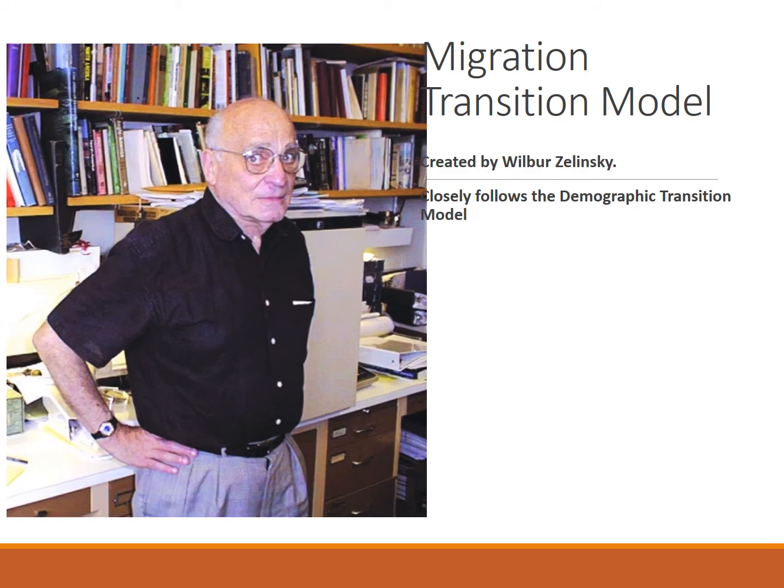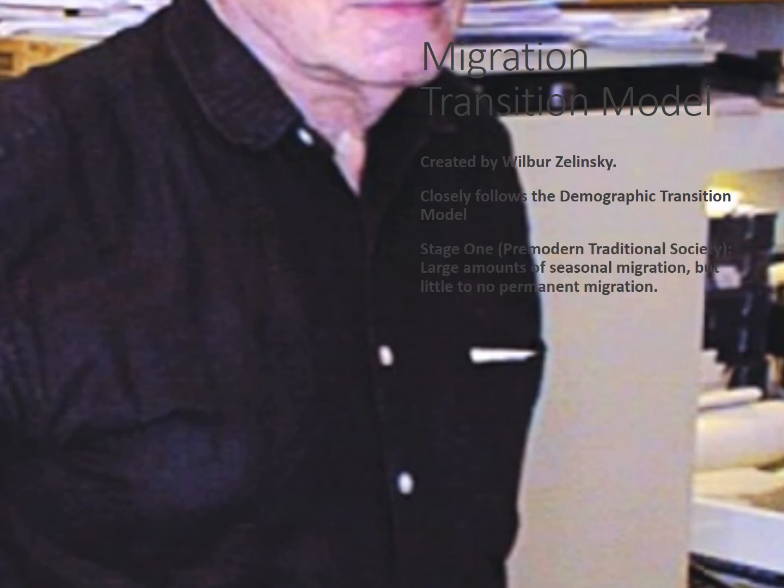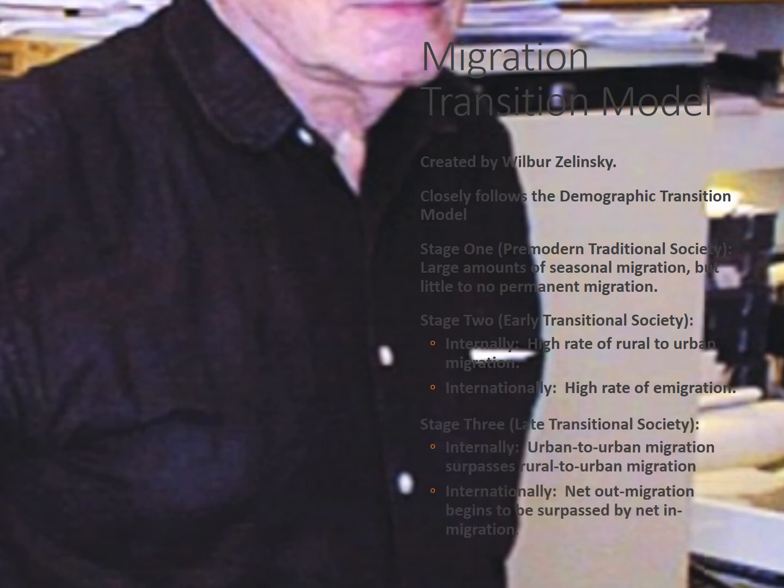Here is Wilbur Zelinsky, and now you're going to have nightmares. So Zelinsky created the, oh, sorry, I kind of messed that up. Oh well, we'll just roll with it. He created the migration transition model. It closely follows the demographic transition. So we've seen a lot of stuff build off of the demographic transition. So if you don't know what that is, you really should focus on it. Oh man, I really am sorry about the nightmares you're going to have about Wilbur Zelinsky.